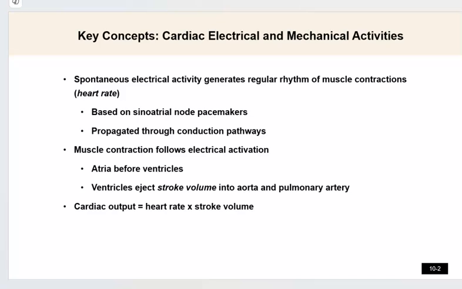These are the key concepts that they want us to understand and talk about: that we would have spontaneous electrical activity that's generated in the heart, that keeps us in a regular rate and rhythm of our contractions and our heart rate. We'll review that the normal sinus rhythm should start in the sinoatrial node pacemaker, and then be propagated through the conduction pathways. The muscle contraction follows electrical activation. The atria should come before the ventricles, and what the ventricles eject will be the stroke volume into the aorta and into the pulmonary artery. And then cardiac output is something we talk about as well.